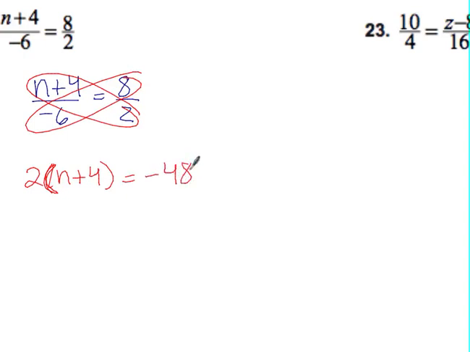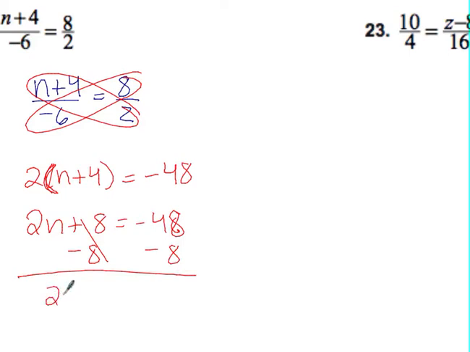We're going to use the distributive property. We're going to get 2n plus 8 equals negative 48. We're going to subtract 8 from both sides, and we get negative 48 minus 8, which is negative 56. Divide both sides by 2, and we get n to be negative 28.